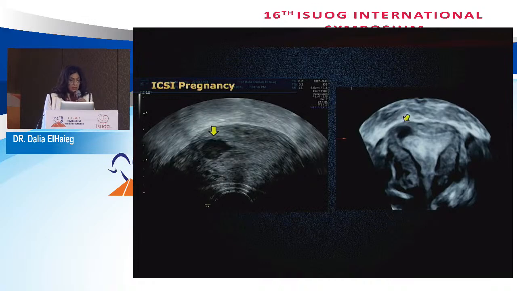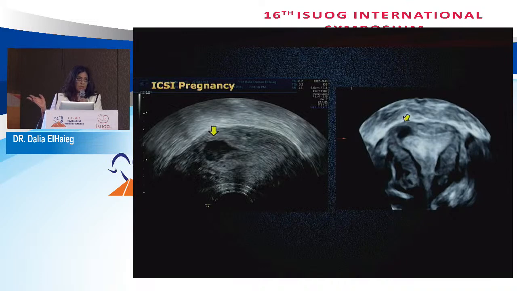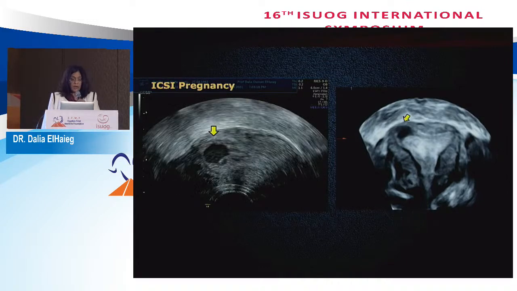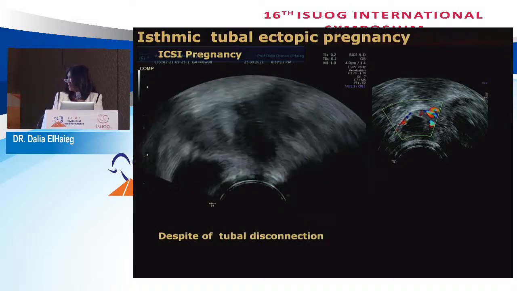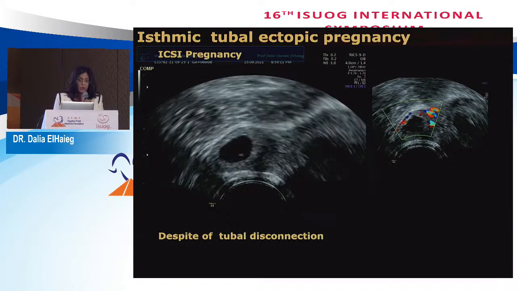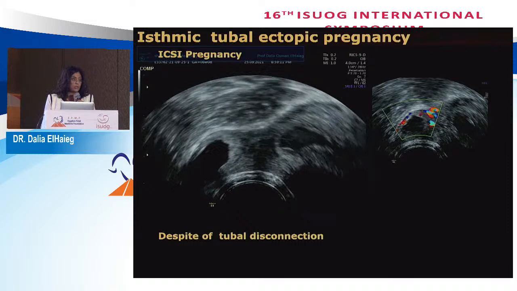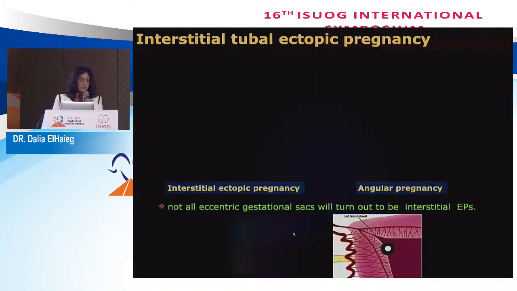However, the diagnosis is not always that easy. As you can see in this ICSI pregnancy, there is a sac-like structure there, and it was misdiagnosed as a gestational sac, but actually it's not. It was a collection of blood trickling from a gestational sac that is implanted in the isthmic part of the tube, despite tubal disconnection before the procedure.